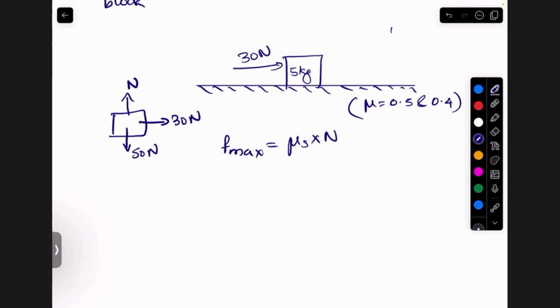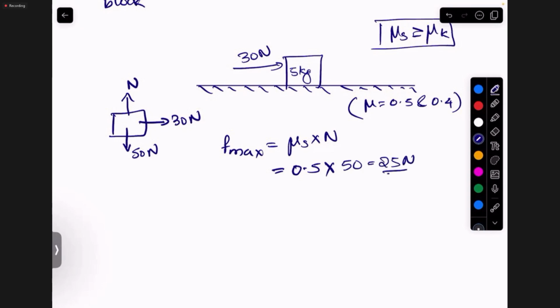We know mu s is greater than mu k. Mu s is always greater than or equal to mu k. When two values are given, the larger value will be mu s. So what is the mu s value here? 0.5 times 50, equal to 25 Newton. Okay.